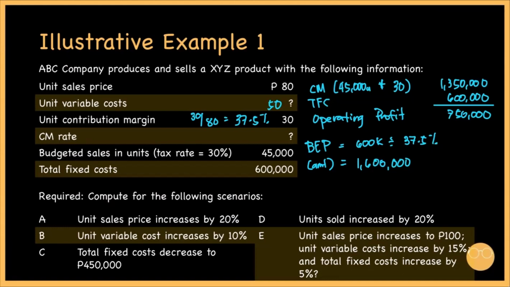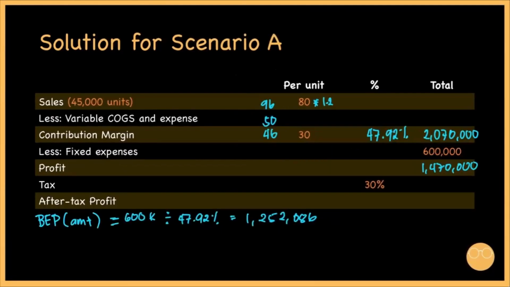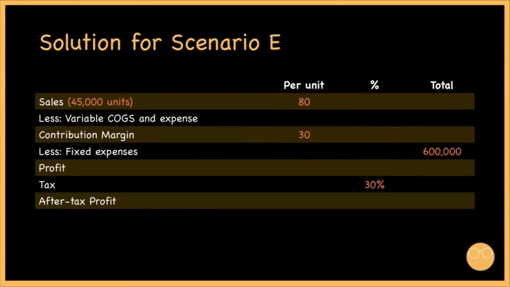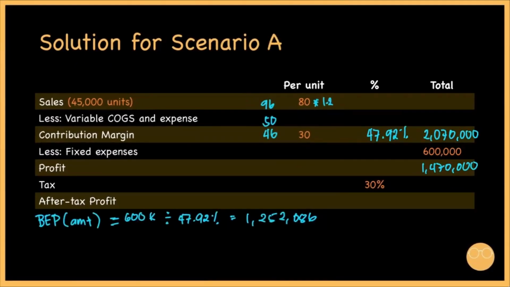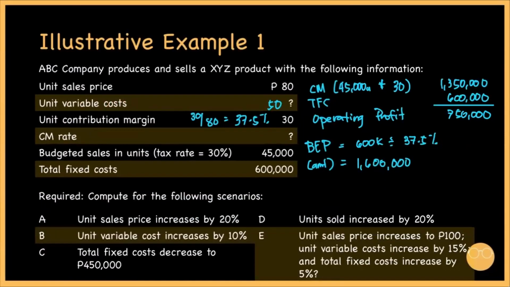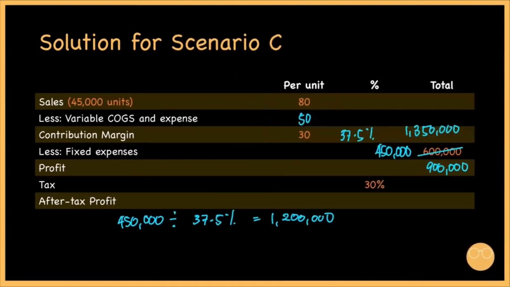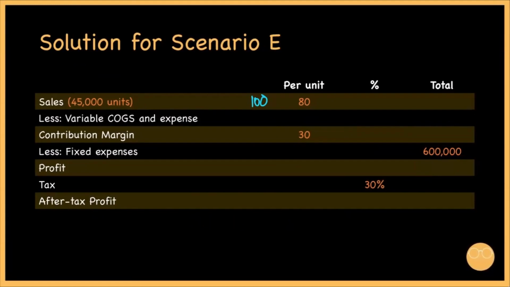Then let's compute for scenario E, the last one. The unit sales price will increase to 100 pesos. So before we have 80, now we will write here 100 pesos. There will be a 20 pesos increase. Next, the unit variable cost increased by 15%. So the 50 pesos will now be multiplied by 115% rather. So 50 multiplied by 115% will give us 57.5.